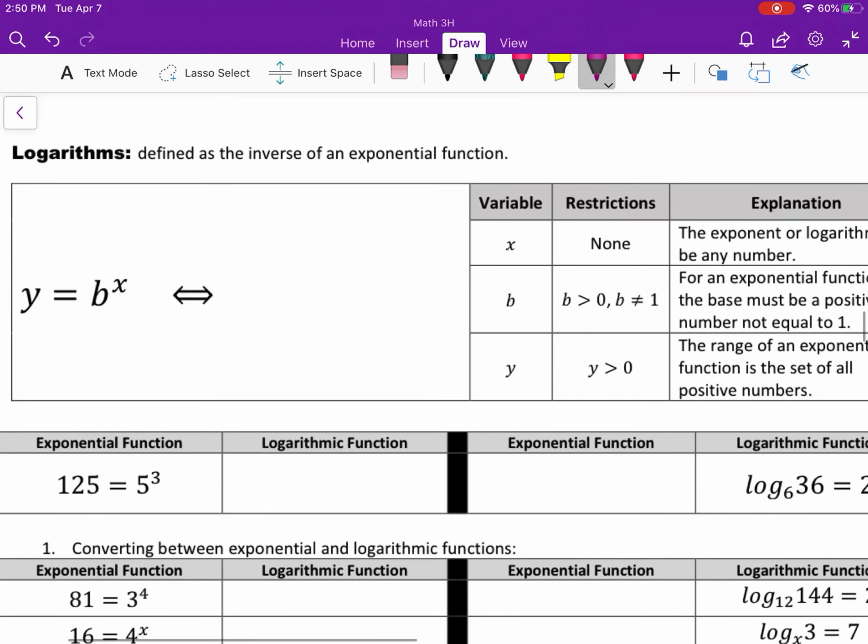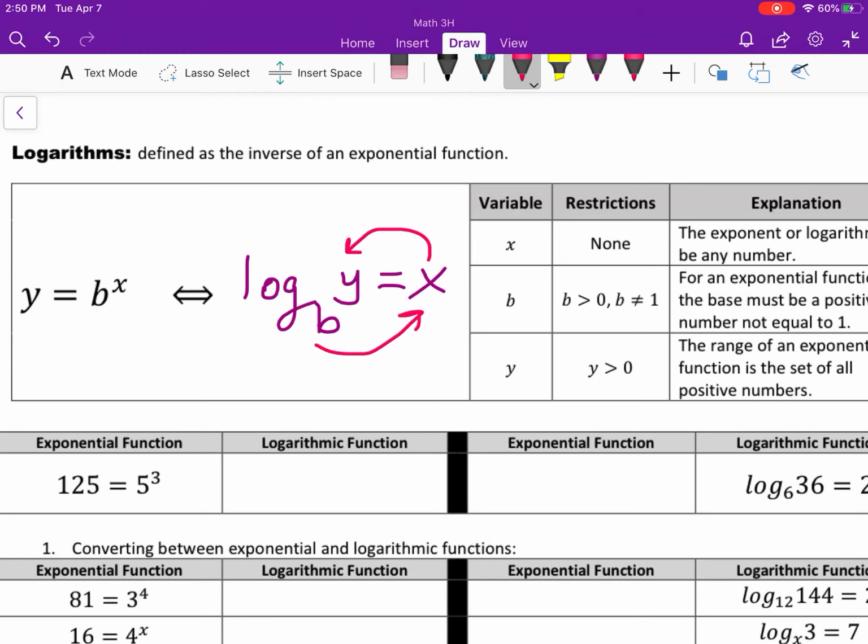So look at a couple of things here. A logarithm is defined as the inverse of an exponential function. So if we have y equals b to the x, then log base b of y equals x. Okay, and you'll notice, again, if you go circular, b to the x equals y, which is exactly what this was. There's a few restrictions off to the side with b being greater than 0 and not equal to 1. I already told you that, and that the y has to be greater than 0. Otherwise, you're going to be crashing into an asymptote.